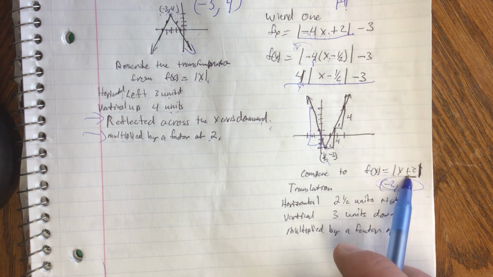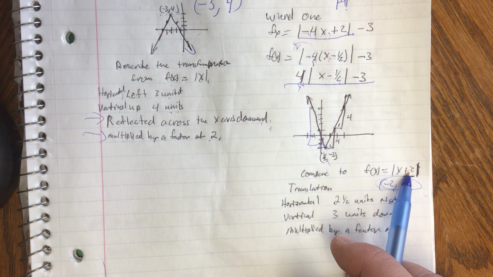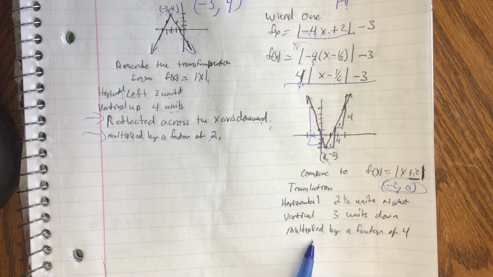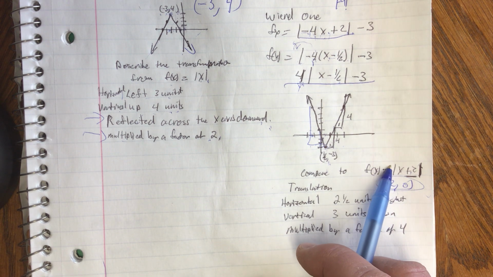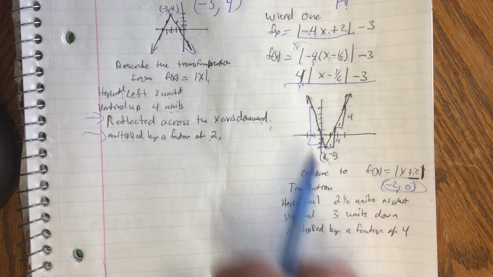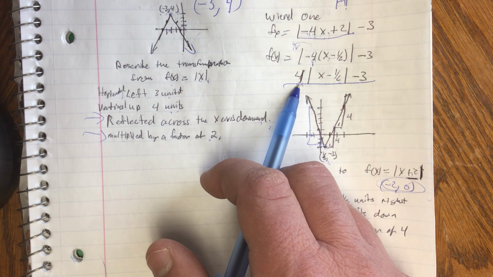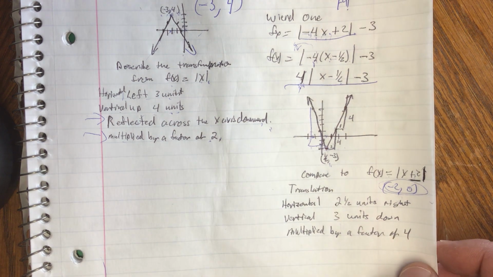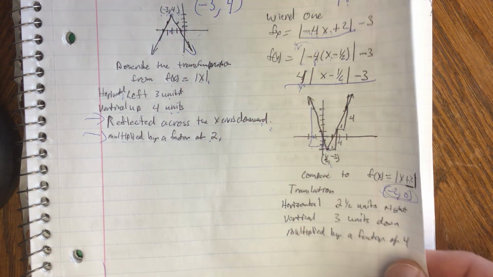How did I get the -2, 0? Well, I just took the vertex of this equation, the one I'm supposed to be comparing to. And then I compare that to the vertex that I mapped. And then what happened? Well, this one doesn't have anything in front of it. Its a value was 1. So this one I need to multiply by a factor of what? What's the a value here? Multiply it by 4. And that's how you do that. Okay? So that's how you'll do those questions.